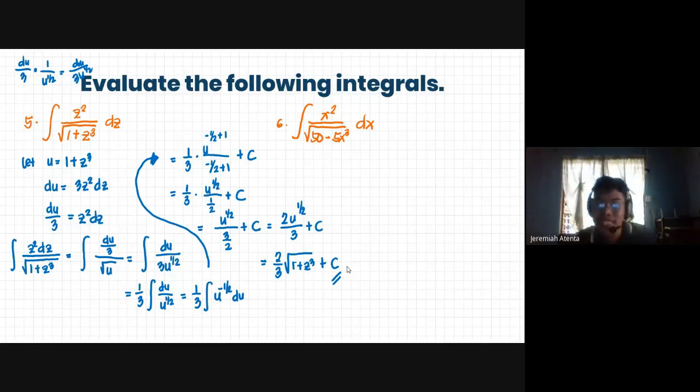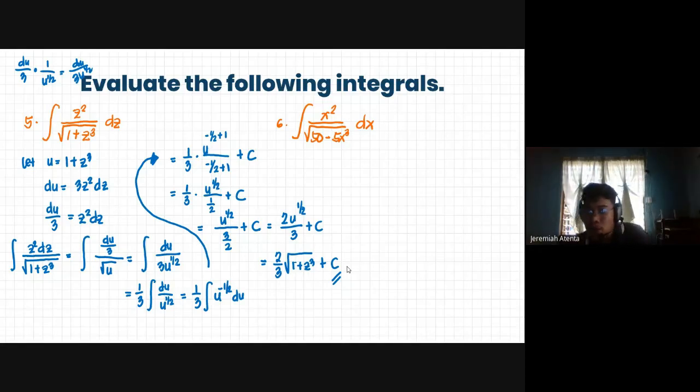So therefore, in this case, you can let u be 1 plus z cubed, or you can let u be the square root of 1 plus z cubed. There's no problem, as long as you will get something na ma-simplify talaga siya. Okay, so you have two alternative solutions for number 5. Okay? I hope that gets nyo na siya.